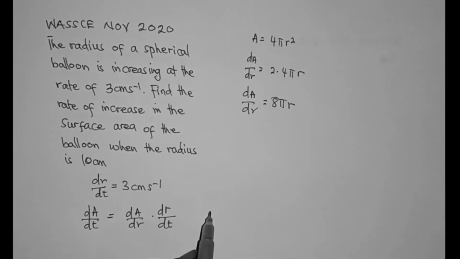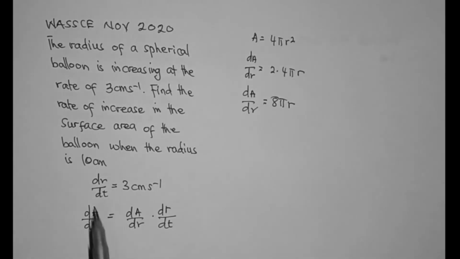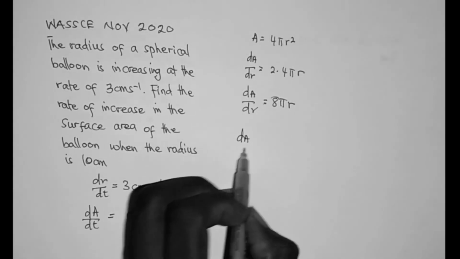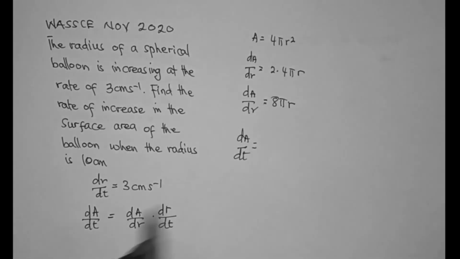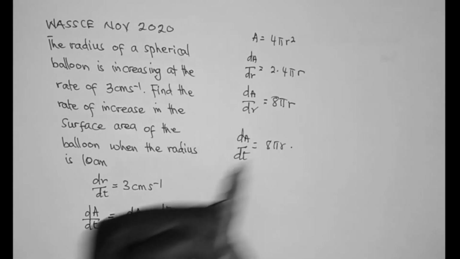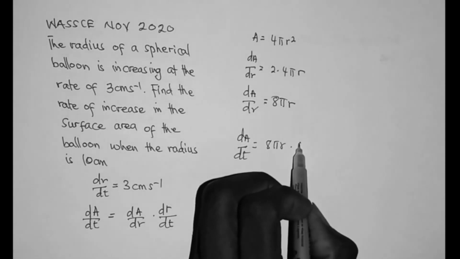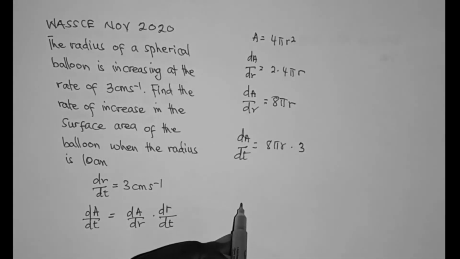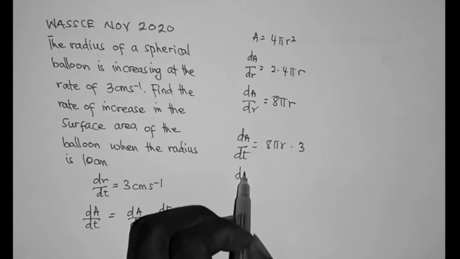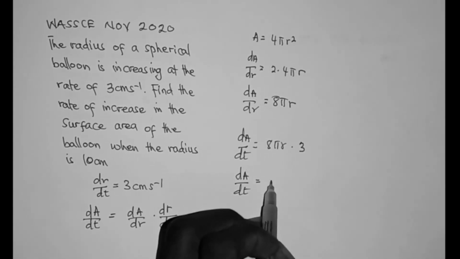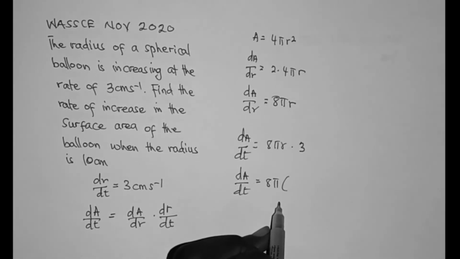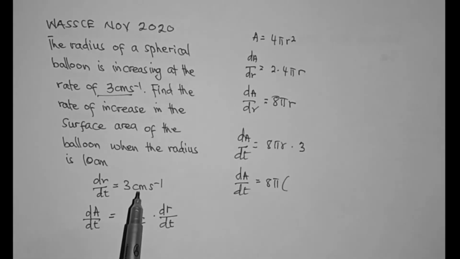So we found dA/dr, and we know dr/dt, so we can find dA/dt. So dA/dt is equal to dA/dr, which is 8 pi r, times dr/dt, and dr/dt is 3 centimeters per second. So dA/dt is equal to 8 pi times the radius, and the radius is 3 centimeters. Sorry, the radius is 10 centimeters.